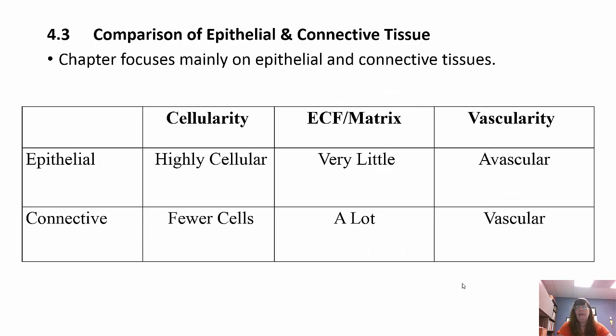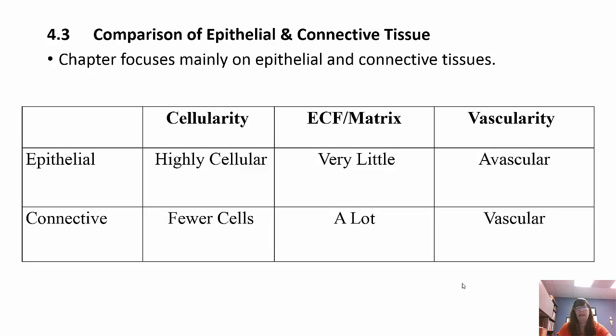So if you compare epithelial with connective tissue, because that's what this chapter mainly focuses on, epithelial tissue has a lot of cells. Connective tissue only has a few. Epithelial tissue does not have a lot of matrix. Connective tissue has a lot. So they're kind of opposite. Epithelial tissue is also avascular, meaning it does not have blood flow. Connective tissue is vascular. So oftentimes when you have an epithelial layer, you'll have a connective tissue layer beneath it that kind of supplies it with blood.